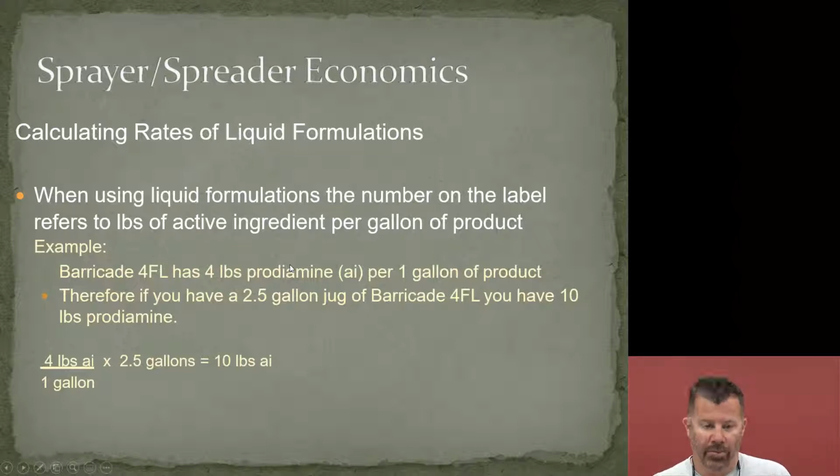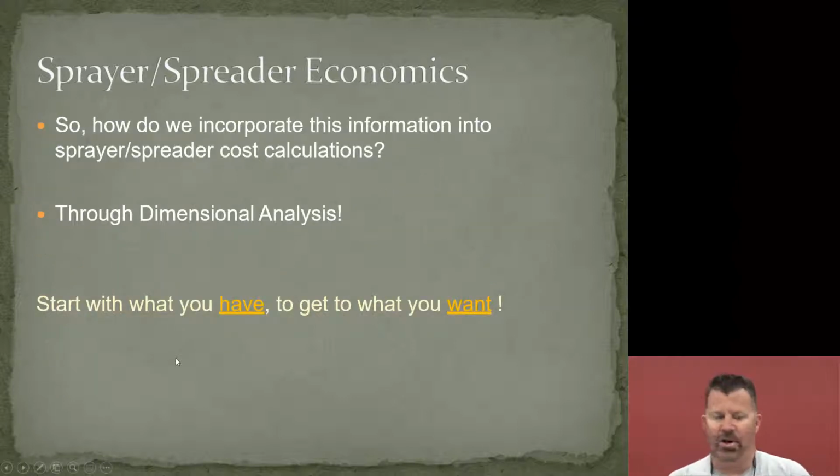Calculating rates of liquid formulations. When using liquid formulations, the number on the label refers to pounds of active ingredient per gallon of product. Example, Barricade 4FL has 4 pounds of prodiamine active ingredient per 1 gallon of product. Therefore, if you have a 2.5 gallon jug of Barricade 4FL, you have 10 pounds of prodiamine. You have 4 pounds active ingredient divided by 1 gallon times 2.5 gallons gives you the 10. A little bit of algebra there, right?